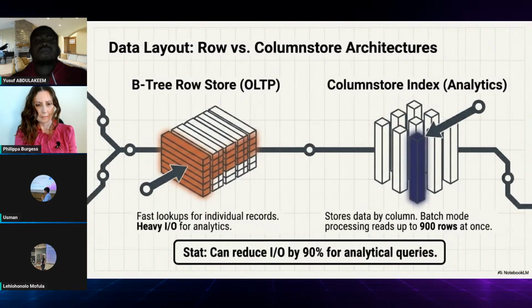So data layout, that is row versus column store architectures. We have the B-tree row stores for OLTP, and the columnstore index, which is for analytics. So there are fast lookups for individual records for OLTP. Then the columnstore index stores data by column, with batch mode processing of up to 900 rows at once. This can reduce IO by 90% for analytical queries.